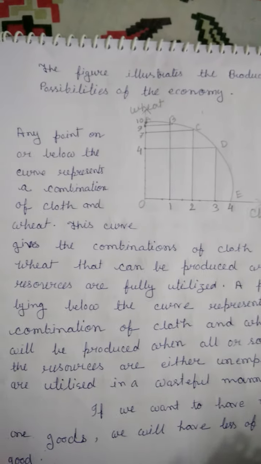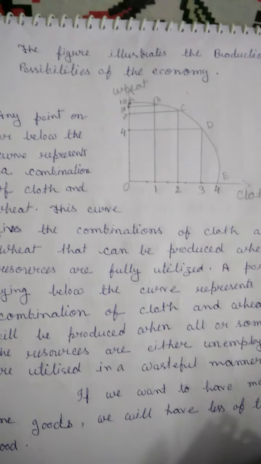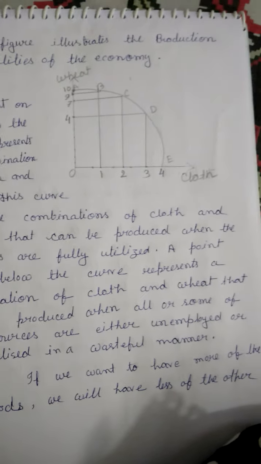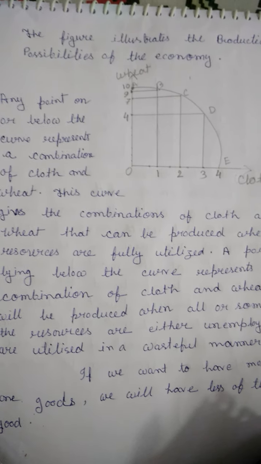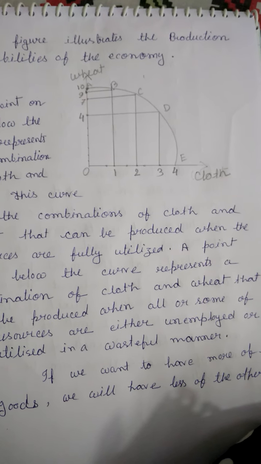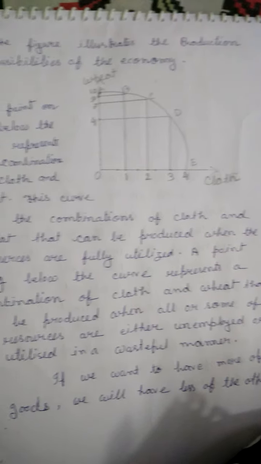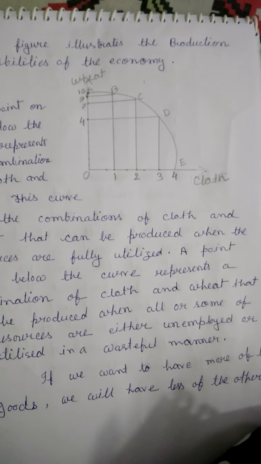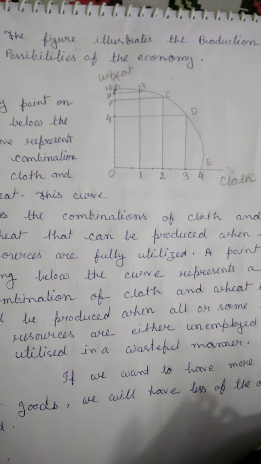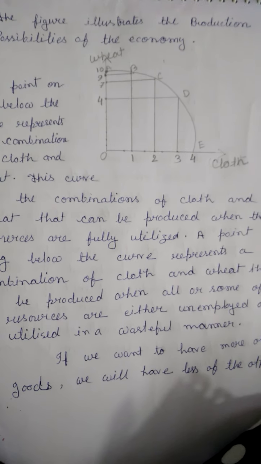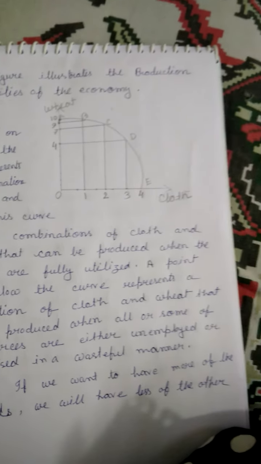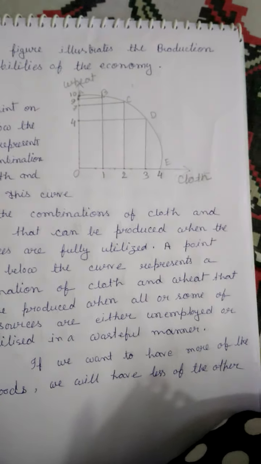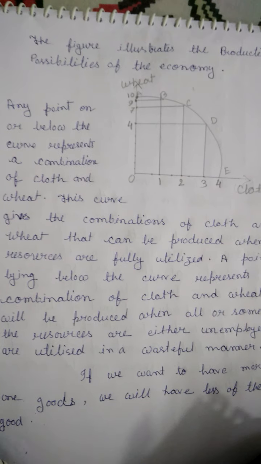A point lying below the curve represents a combination of cloth and wheat that will be produced when all or some of the resources are either unemployed or utilized in a wasteful method. If we want to have more of one good, we will have less of the other good.